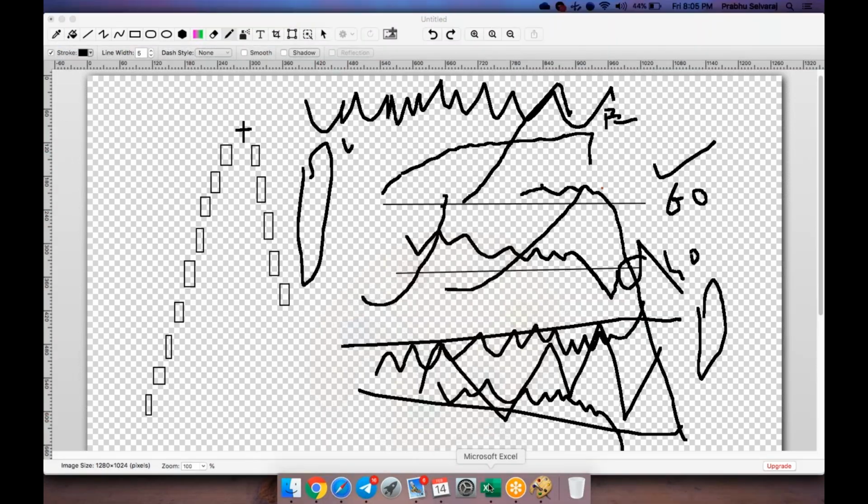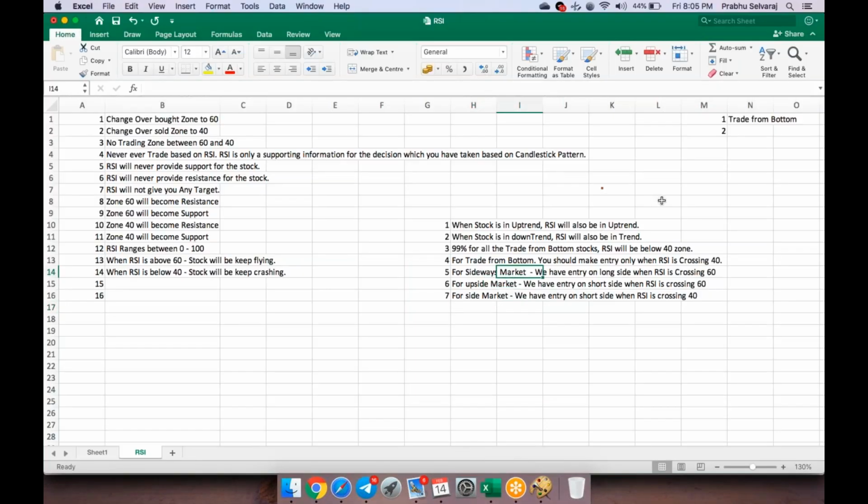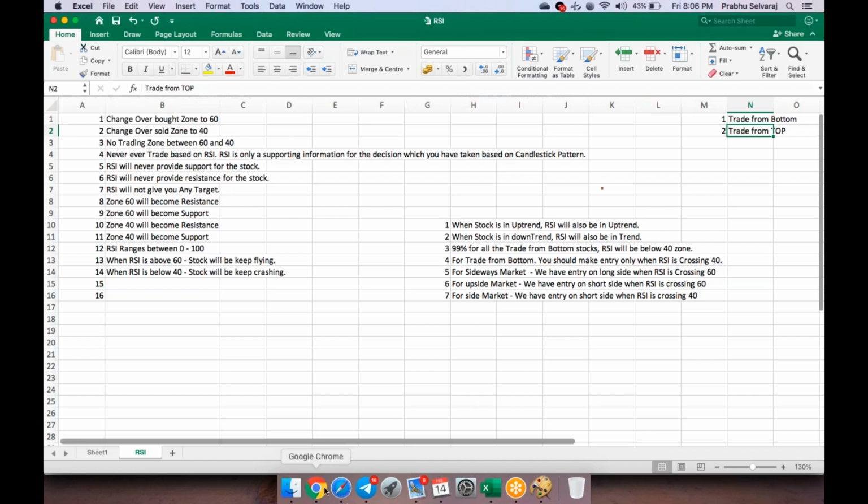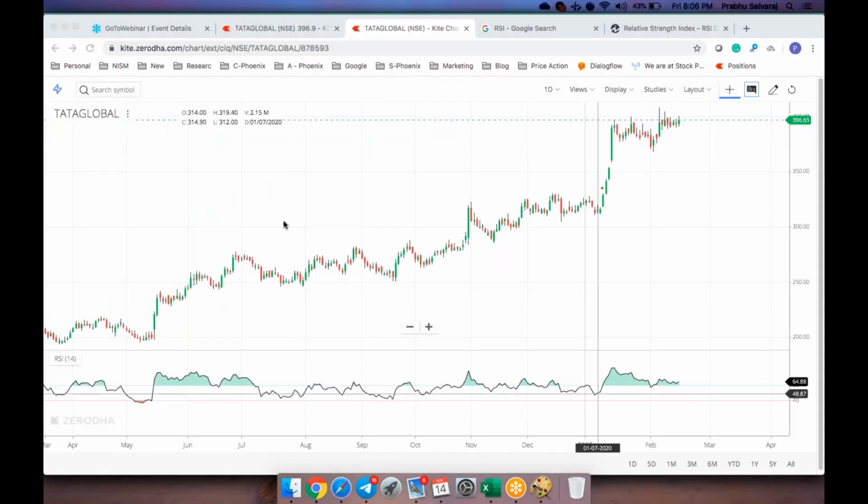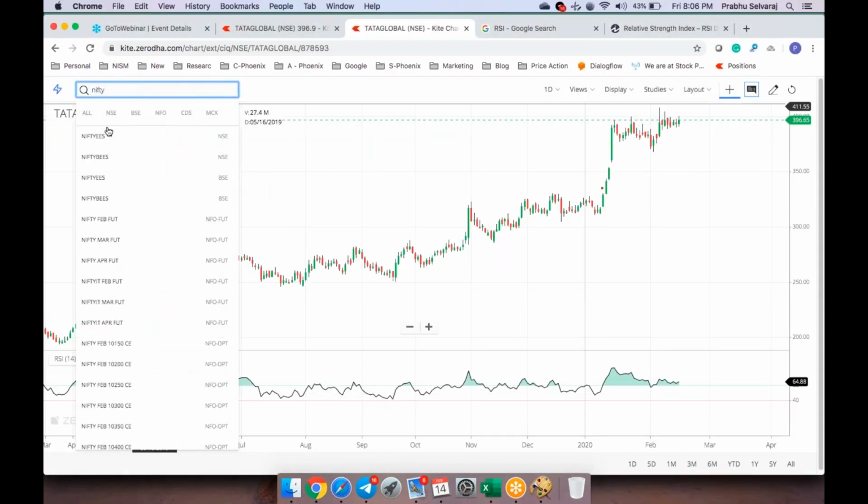So now we understood two kinds of trades. One is trade from top and one is trade from bottom. For trade from top, you can chart RSI when it is above 80, 90, 85 and above. When it is between 60 to 65 or 70 range, don't make a shorting entry. Make entry only when the RSI is crossing 60. Okay, this applies for Nifty as well.